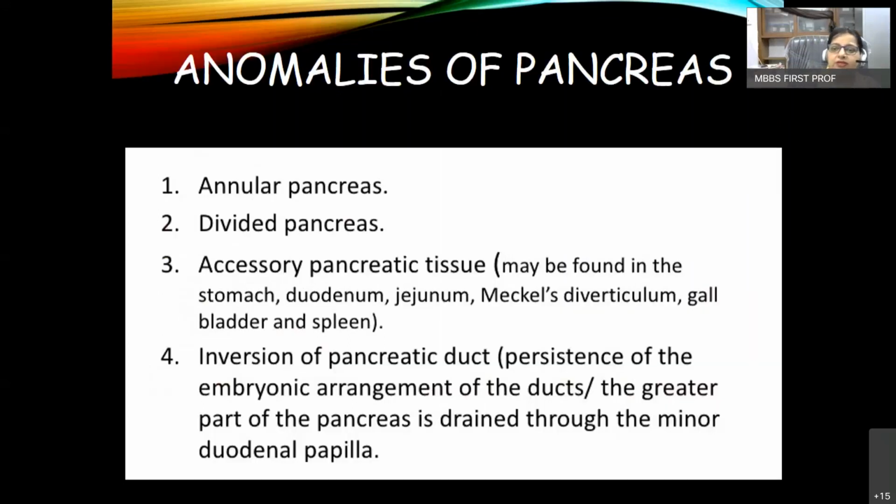Similarly, about the pancreas, the pancreas could be divided, where dorsal and ventral have not fused. Then there could be accessory pancreatic tissue anywhere in the GIT, and inversion of the pancreatic duct. That is, the main pancreatic duct is not formed through the union of the ventral and dorsal ducts. Instead, it remains as such, and the embryonic arrangement persists, so that the minor duodenal papilla is responsible for the major drainage.